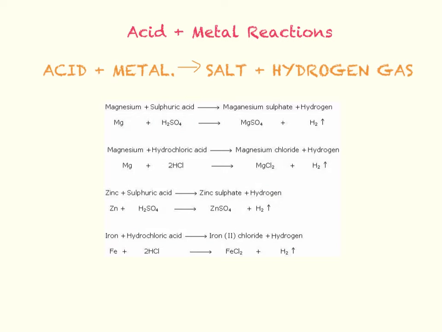Alright, another acid reaction is acid plus metal reactions. Now we know that acids contain hydrogen ions, so if you react an acid with a metal, you end up with a salt and hydrogen gas. So here's some examples for you. They're also displacement reactions.